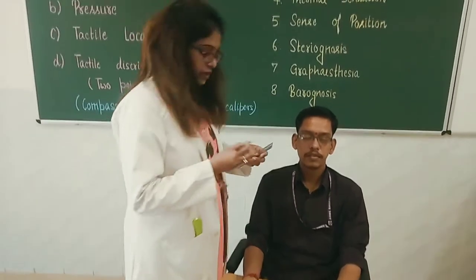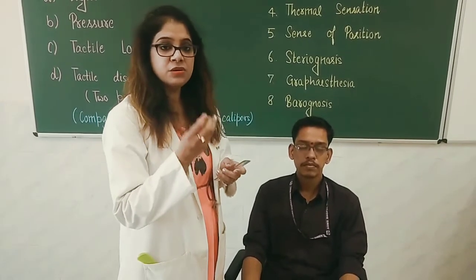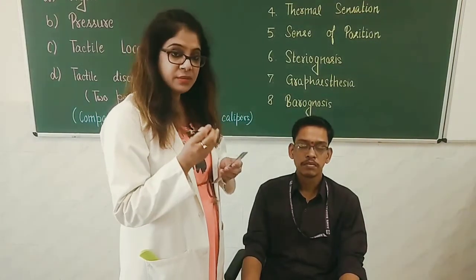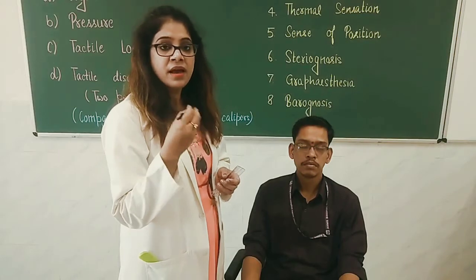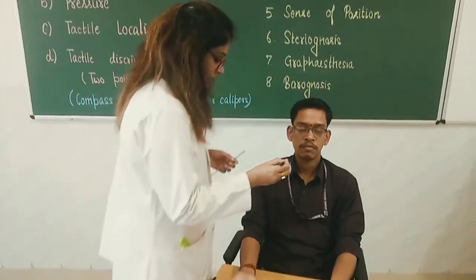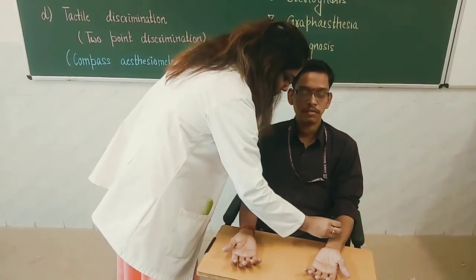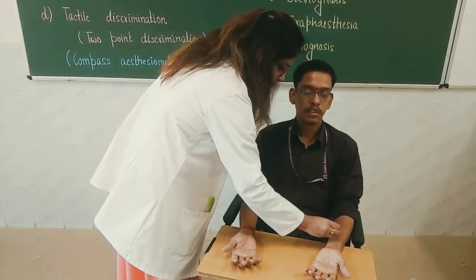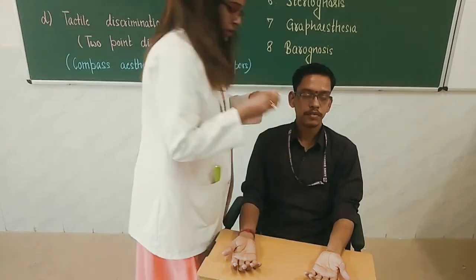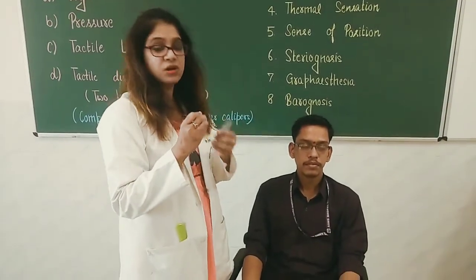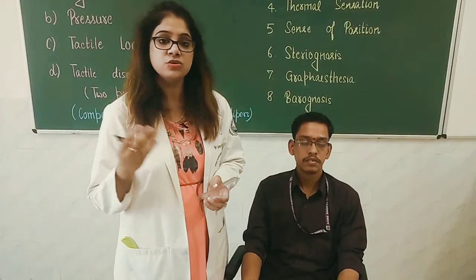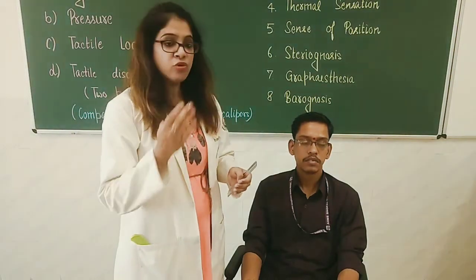Two point, one point. Okay, so at about 7 millimeters, he is able to perceive them to be as one point, but at about 9 millimeters, he is able to perceive them as two separate points. Same thing I will repeat on the opposite side. Two point, one point. Okay, the same is here on the opposite side. At about 9 millimeters, he is able to perceive them as two separate points. I will move more proximally.